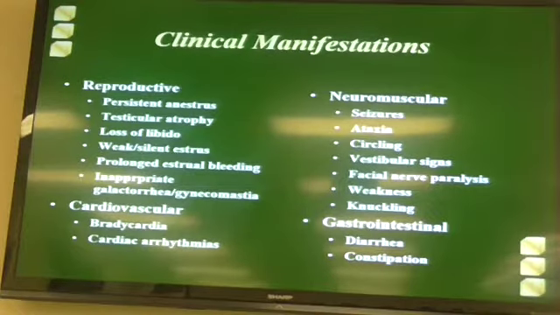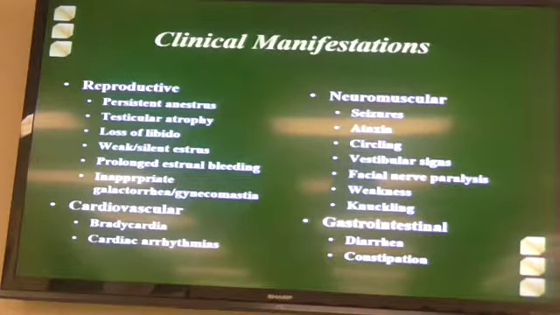Okay, now some other signs. Those are all the dermatological findings, but, you know, thyroid affects everything. Reproductive: a persistent anestrus, testicular atrophy, of course, one's the female, one's the male. I don't have to tell you which one, right? Okay, we have loss of libido, weak silent estrus, prolonged estral bleeding, inappropriate galactorrhea and gynecomastia. In other words, it looks like they're pregnant but nursing because they have engorged mammary glands.